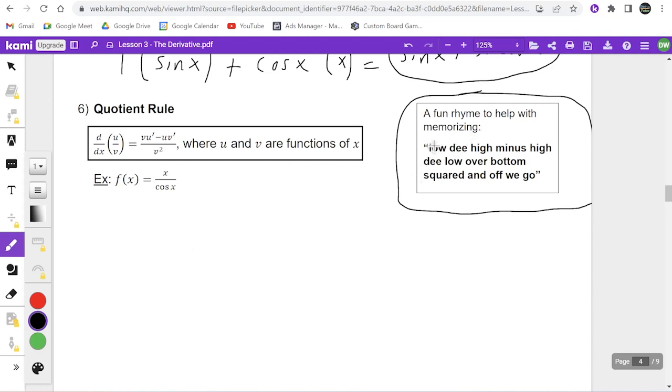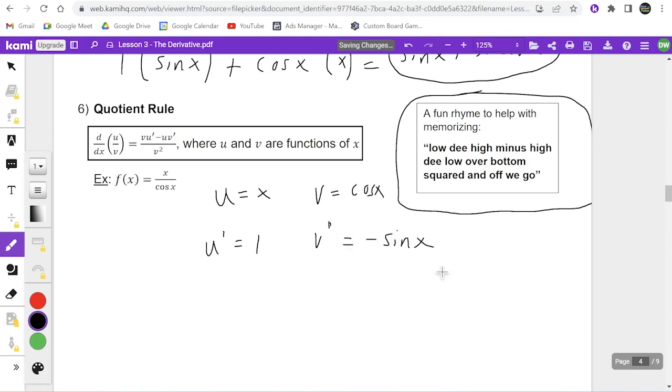So when we say low d high, that's v, which is the low, times d high, d meaning derivative, okay? D high is the derivative of u, so u prime. And you can look at the song and see how it maps up to this. If you don't like the song, you don't have to memorize it. I don't care. But here's what we're going to do for sure. I'm going to say u is x, the numerator, and v is cosine x, the denominator. Then I need to say u prime, the derivative of x. We already did this, it's 1. And v prime, the derivative of cosine x, that's going to be negative sine x.